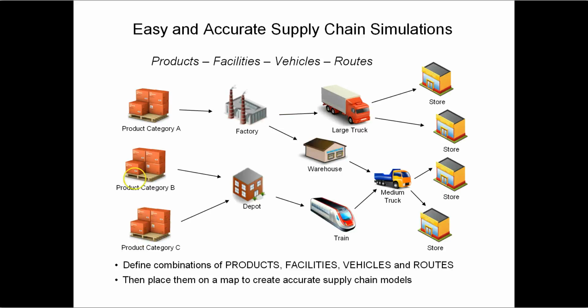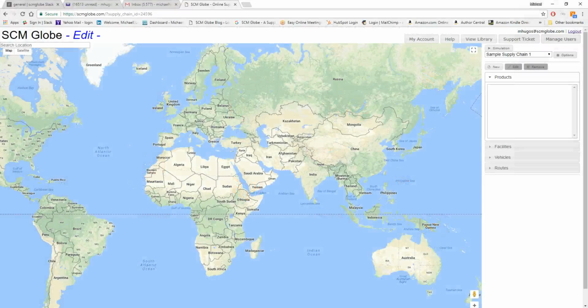It begins by thinking of a supply chain as a combination of four entities: products, facilities, vehicles, and routes. Define them, place them on a map of the world, and you have a very accurate model of a supply chain that a wide range of people can understand and use. So let's take a look.